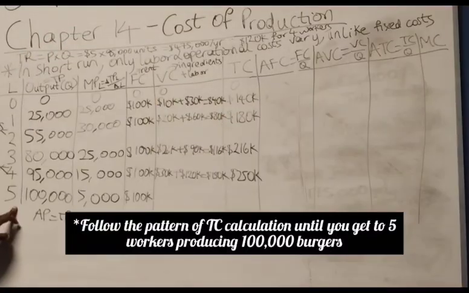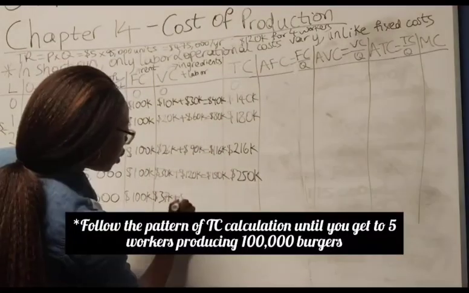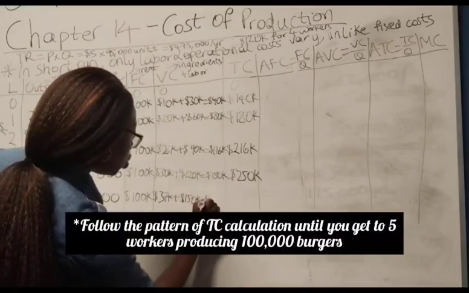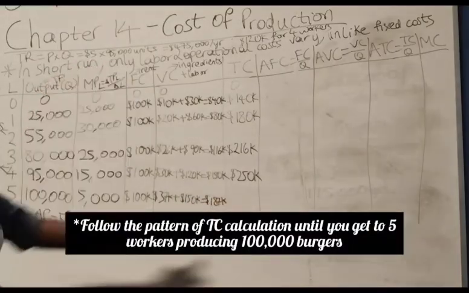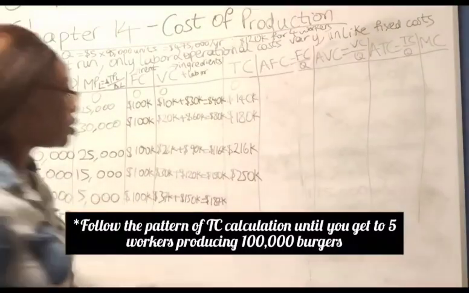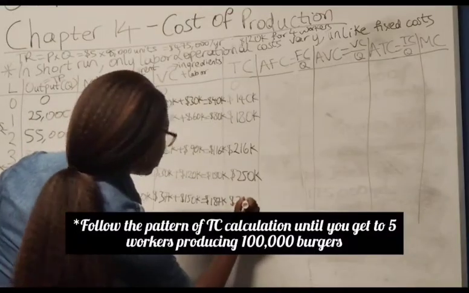And at 5 workers, 37K for the cost of ingredients plus 150K for workers. So that is going to give you 187K. And then your total cost is going to be 100 plus 187K. So that's going to give you 287K.